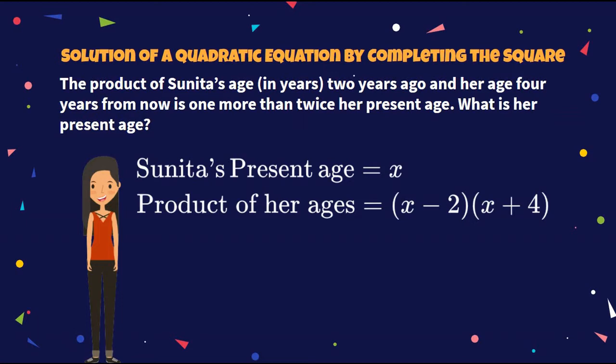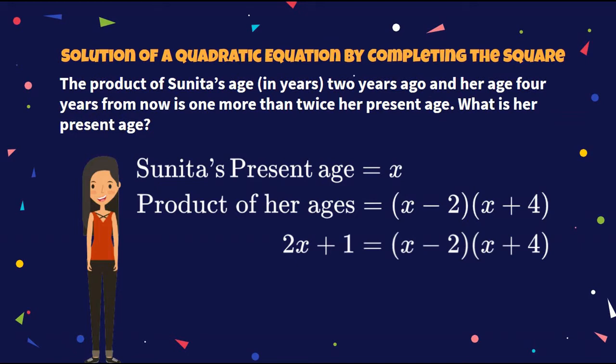And they also said what this product is going to be. They said that it is 1 more than twice her present age. As we have taken the present age of Sunita as x, twice would be 2x, and 1 more, so 2x plus 1 would be the product of our ages. So we can write it as 2x plus 1 is equal to (x minus 2) into (x plus 4) as an equation. Now let's actually multiply x minus 2 and x plus 4.